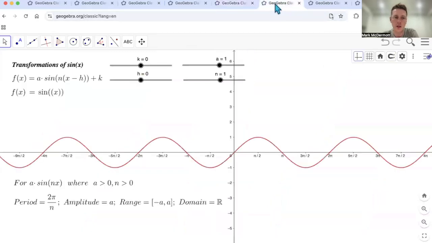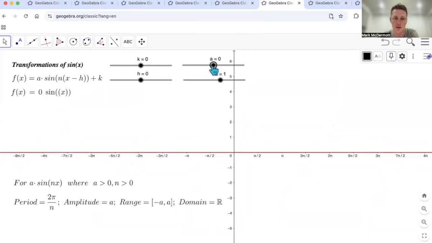Okay, let's think about those graphs in a little bit more detail. So we're going to look at sine x first. So if you notice from before, this is just sine x sketched out more neatly. And what we're going to do is we're going to say, okay, we can transform that graph now. So the general form for a sine graph is a multiplied by sine of n multiplied by x minus h, plus k. We'll go through them one by one to see what each one does.